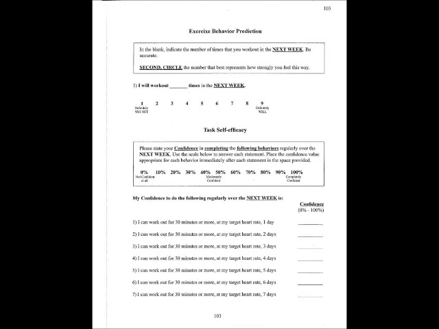Hi everybody, today we're looking at the data sheets that you're going to need to do and turn in for Lab 12. Look at your lab manual, page 103. Top of page 103, you need to read the exercise behavior prediction questionnaire. You need to read the instructions and do that.